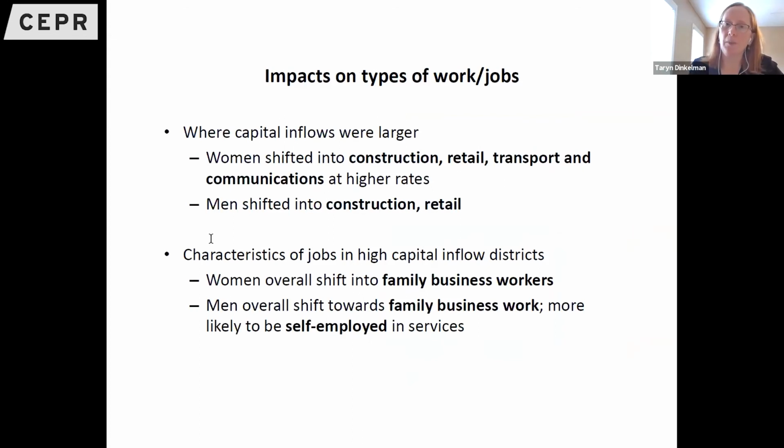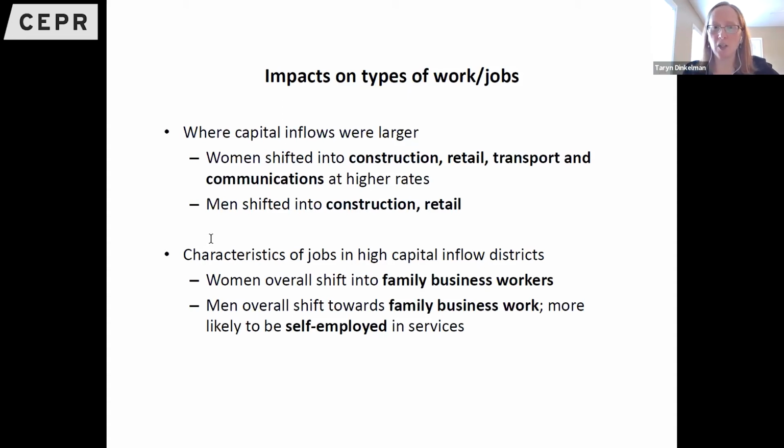I want to tell you a little bit about what these service sector jobs look like. So we are able to break down the different components of the service sector, and we see where capital inflows were larger, men shifted into construction, retail, transport, and communications. Women did, and then men to some extent shifted into construction and retail at least 2 decades after.